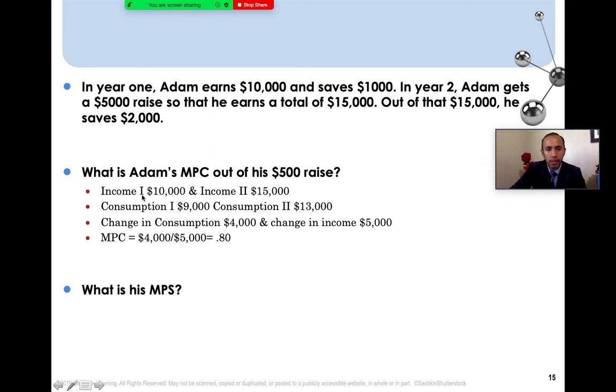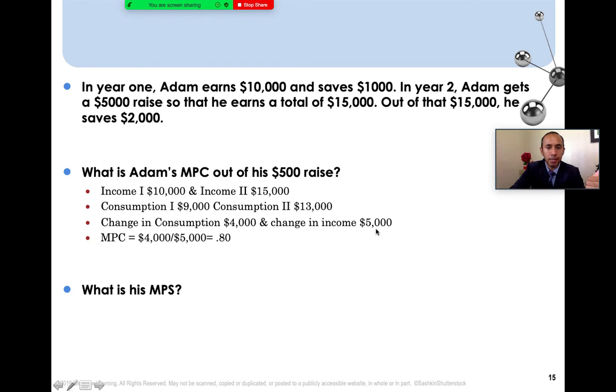It went from income one at $10,000 to income two now at $15,000. The consumption, well, out of those $10,000, he was saving $1,000, so he was only consuming $9,000. So consumption was $9,000. With more income, he's making $15,000. He's saving $2,000, so he's consuming $13,000. So the change in consumption is going from $9,000 to $13,000. So his consumption went up by $4,000.